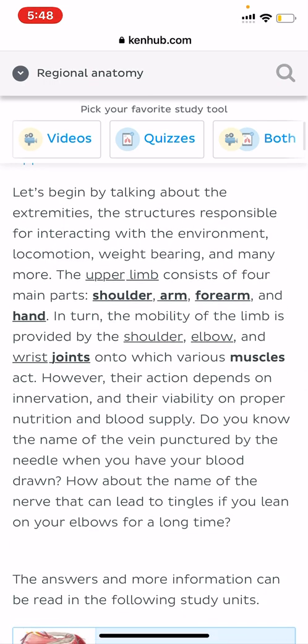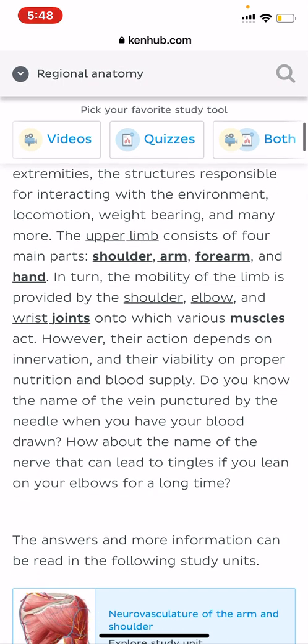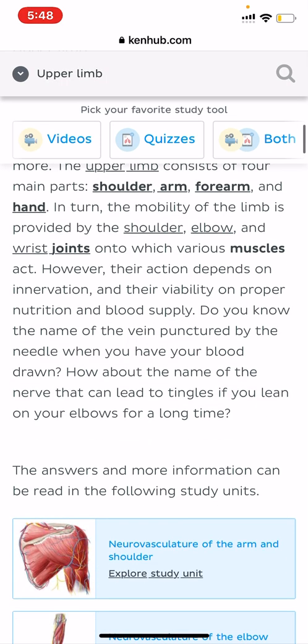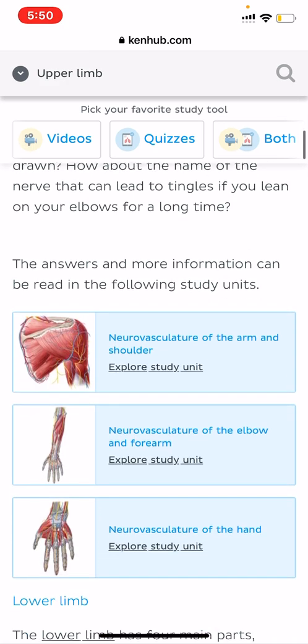Do you know the name of the vein punctured by the needle when you have your blood drawn? How about the name of the nerve that can lead to tingles if you lean on your elbow for a long time?